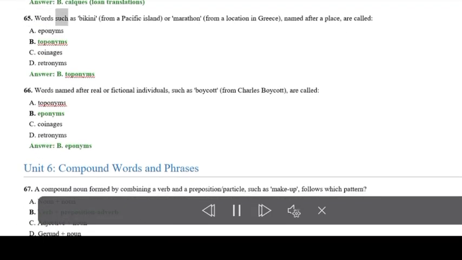65. Words such as bikini, from a Pacific island, or marathon, from a location in Greece, named after a place, are called A. Eponyms. B. Toponyms. C. Coinages. D. Retronyms. Answer, B. Toponyms.